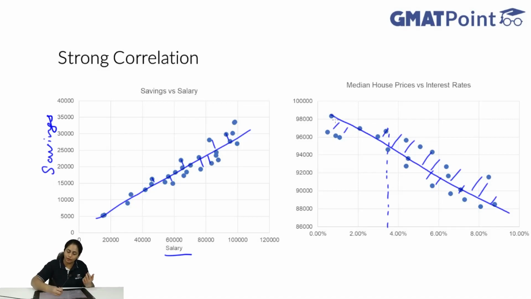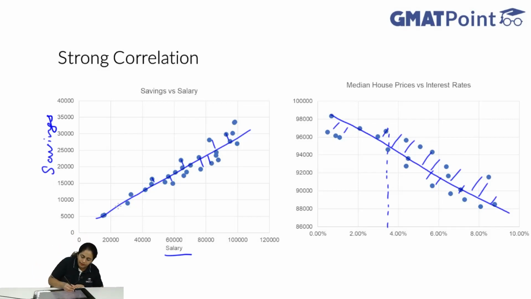So if I try to draw a line such that it passes through the middle of these points and most of the points are as close to the line as possible, I see that most of the points are fairly close to the line and there is a negative relationship. Another way we can figure out whether it's a positive or a negative relationship: you know that as x increases, if y increases, then it's a positive relationship. As x increases, if y decreases, it's a negative relationship.